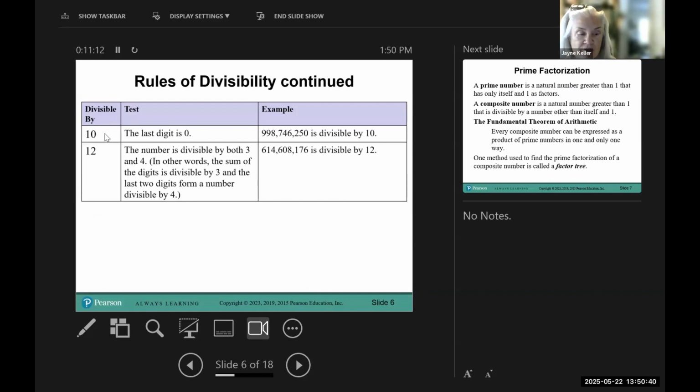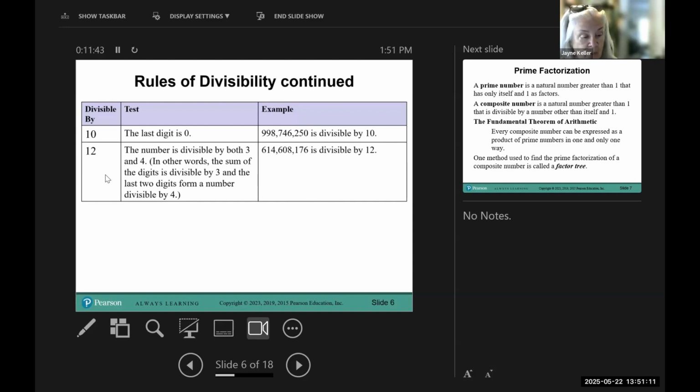And then we have 10, which is another easy one. And you maybe remember that any number that multiplies by 10 ends up with a 0 on the end, which means that any number that ends in a 0 we could get by multiplying some other number by 10. So that number has to be divisible by 10. So in this example, we have a 0 in the very last digit. That means 998,746,250 is divisible by 10.